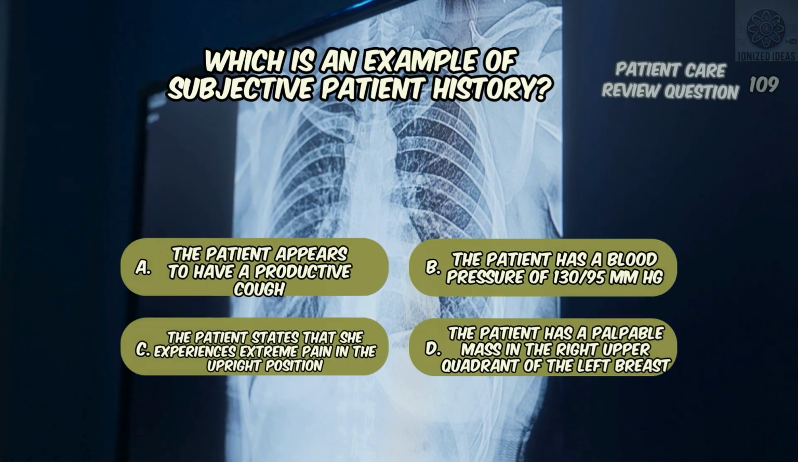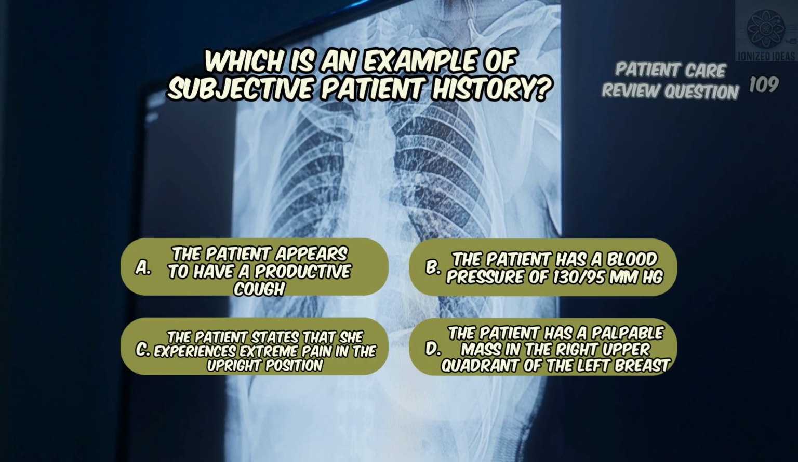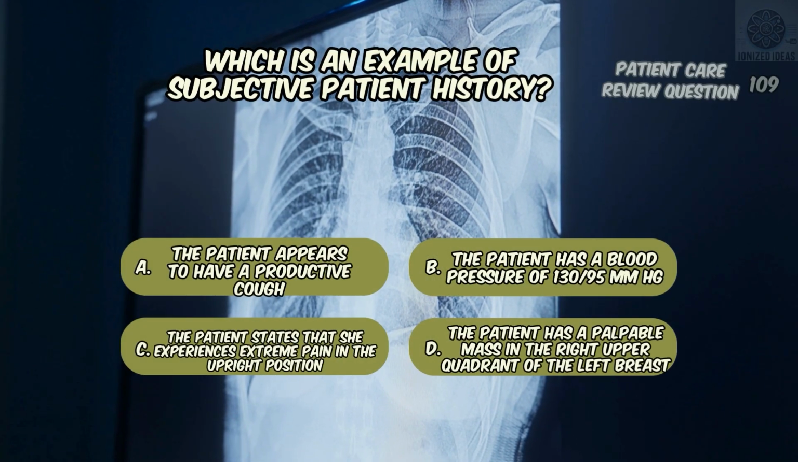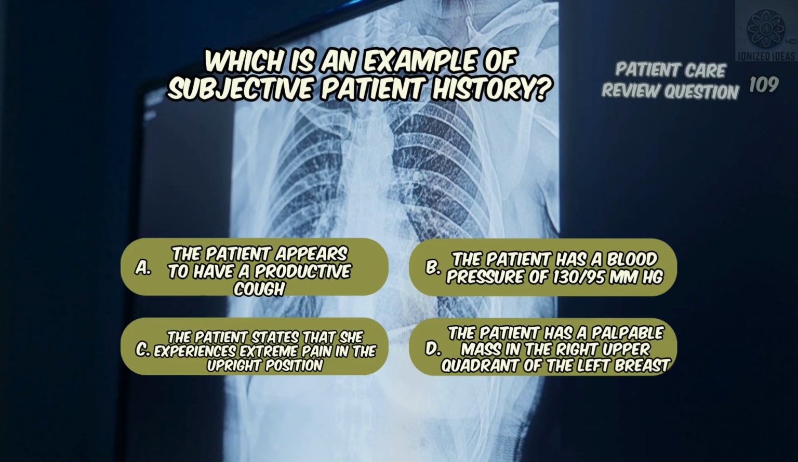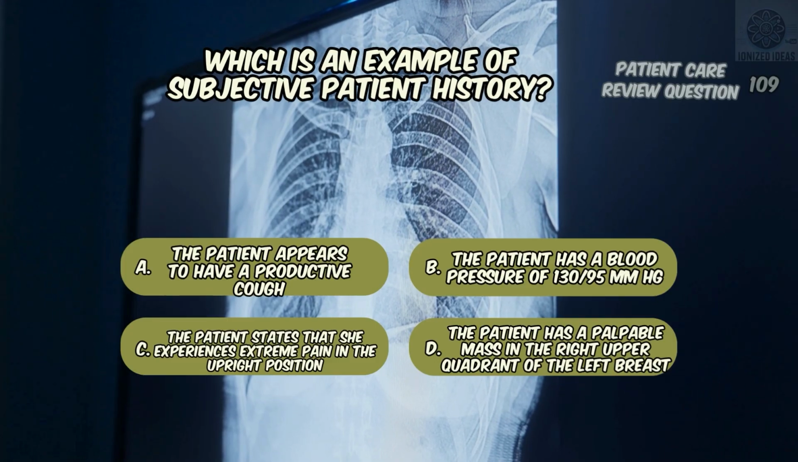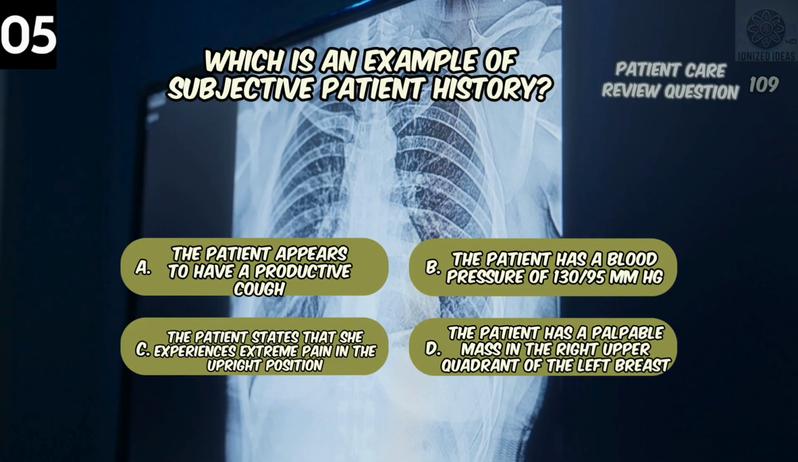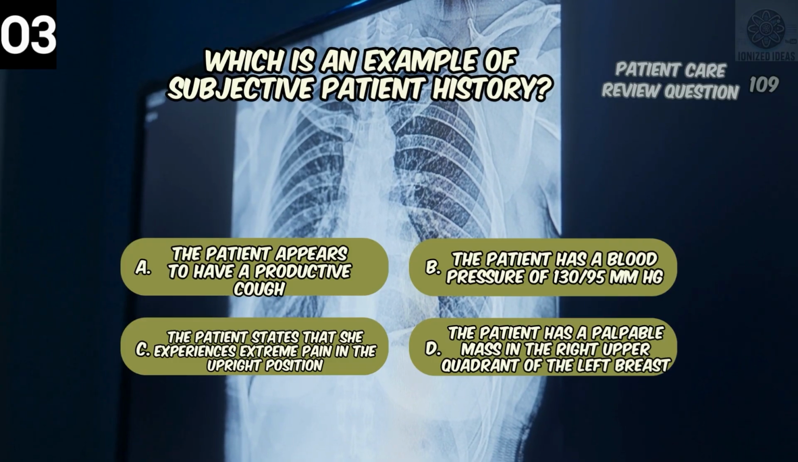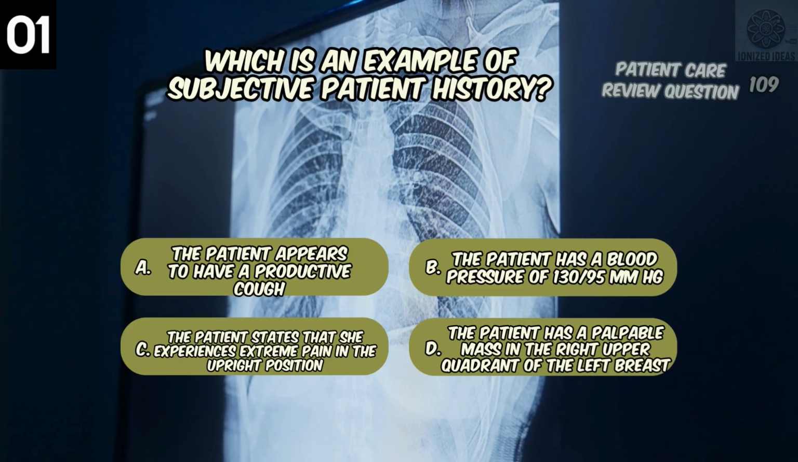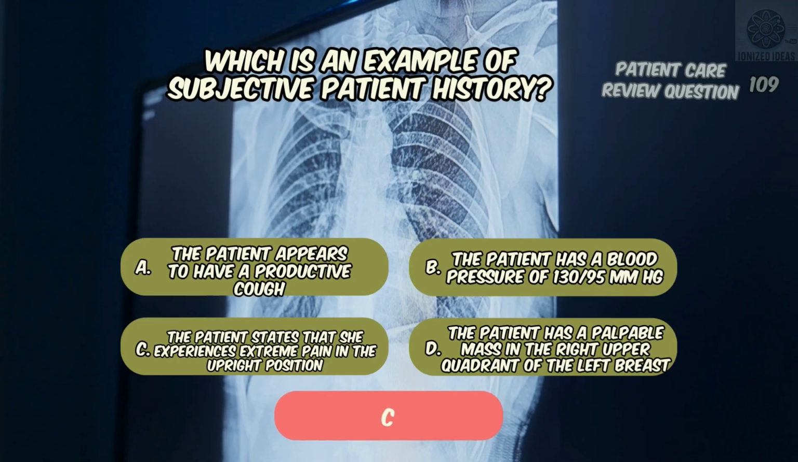Which is an example of subjective patient history? A. The patient appears to have a productive cough, B. The patient has a blood pressure of 130/95 millimeters Hg, C. The patient states that she experiences extreme pain in the upright position, D. The patient has a palpable mass in the right upper quadrant of the left breast.